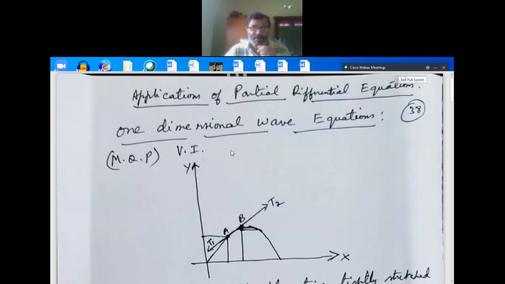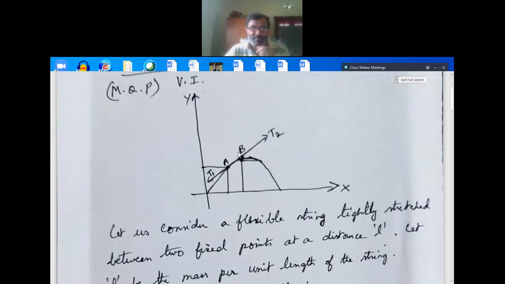Now here, you can see the diagram which you have to draw. It is a model question paper problem, very, very important. VI means very important. This is the wave form, and the tension is drawn in the form of a tangent at the point A, that is at the point X, and B is a little above A, that is X plus delta X. Then we draw horizontal and vertical lines here.